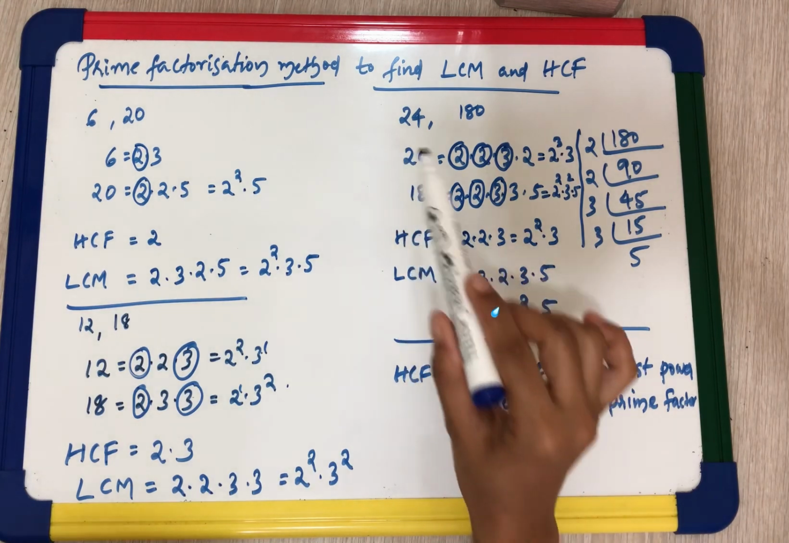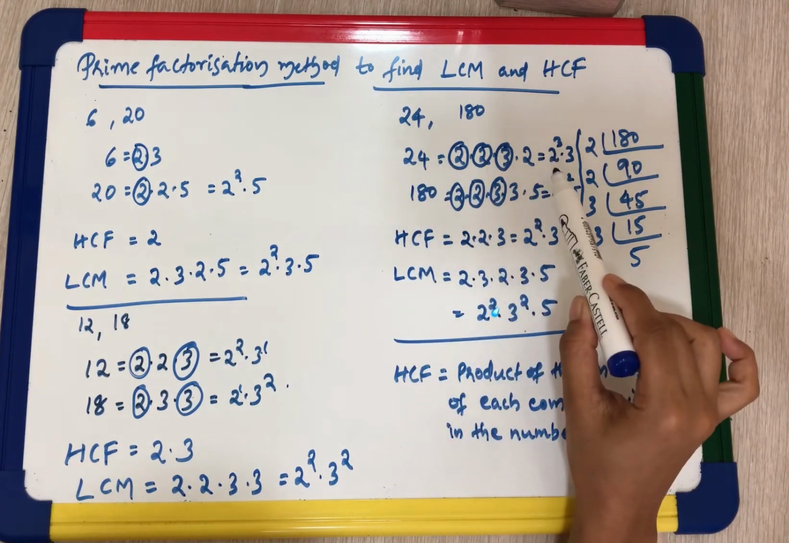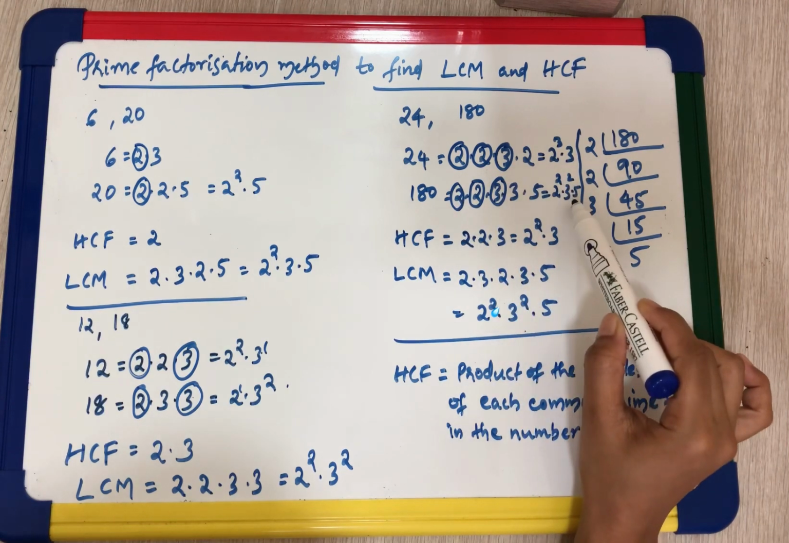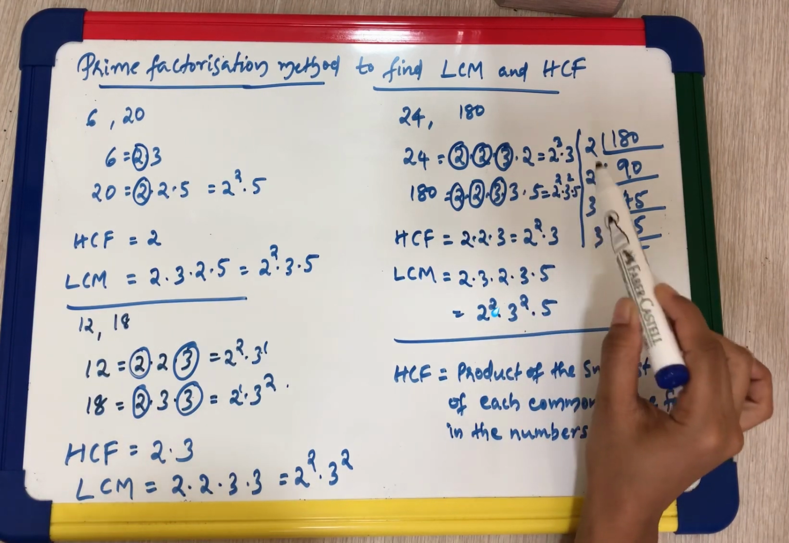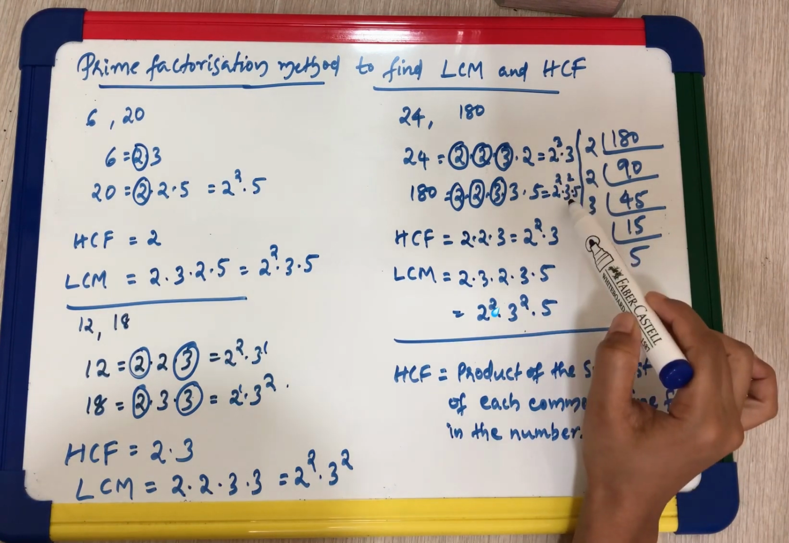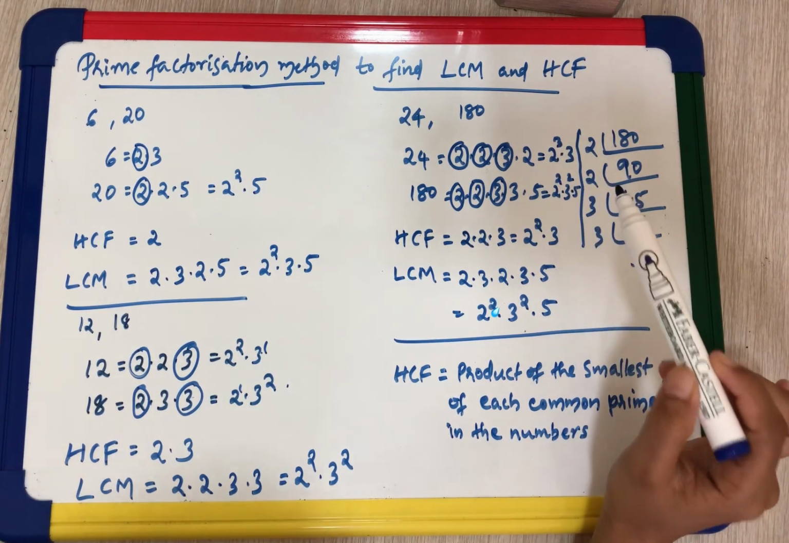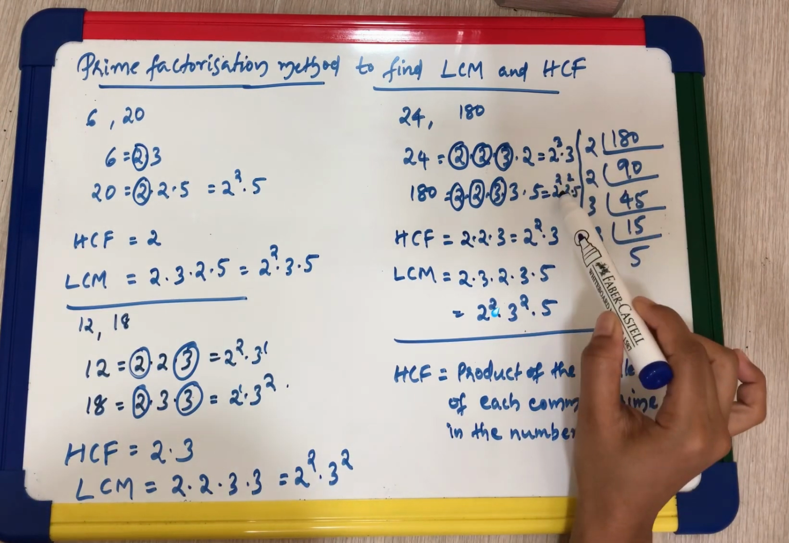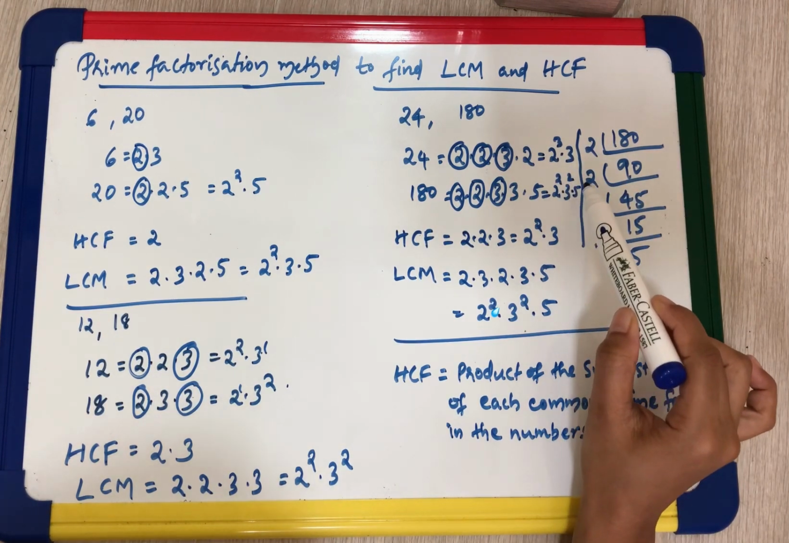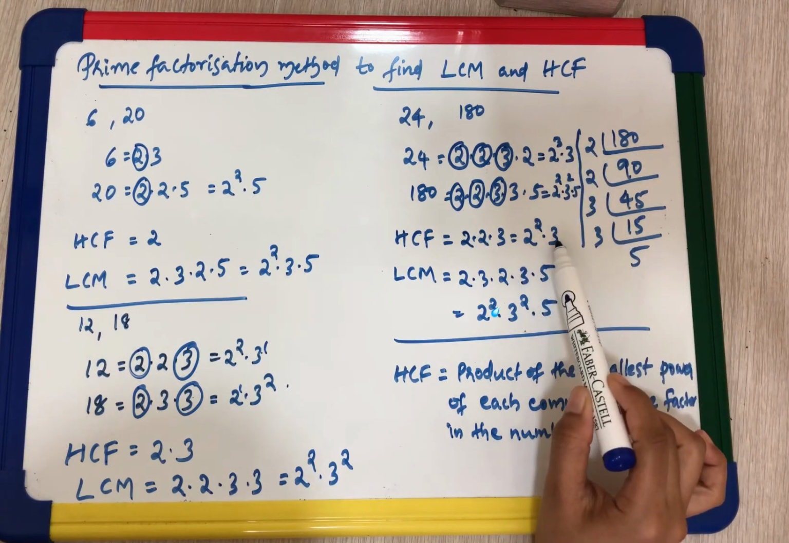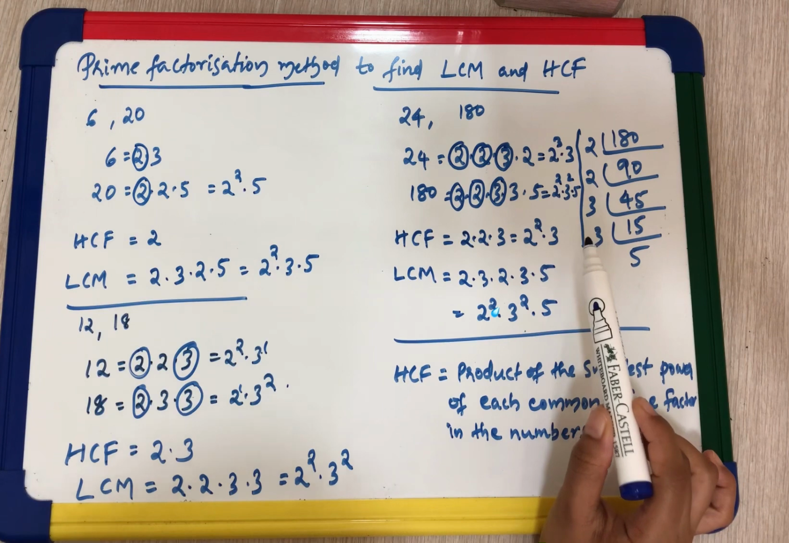Here in this example, 24 is 2 raised to 3 into 3 and 180 is 2 square into 3 square into 5. So we have to first find the common factors 2 and 3, and next the smallest powers of the common factors. Here the smallest power of 2 is 2 square and the smallest power of 3 is 3 raised to 1. Therefore, 2 square into 3 raised to 1 is the HCF.